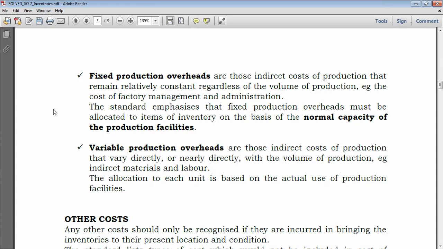Marginal costing is never allowed in IAS 2. Only absorption costing is allowed, right? Okay. Can you tell me the difference between these two? Like what is marginal and what is the absorption cost?